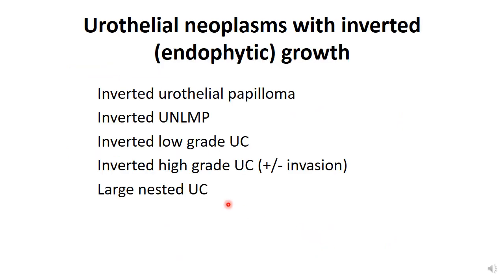So here are some neoplastic inverted processes. You can have non-invasive, benign inverted urothelial papilloma. So this would also fall into so-called pseudotumors or tumor-like condition, because this is a completely benign condition which should be distinguished from inverted urothelial neoplasm of low malignant potential. Inverted low-grade urothelial carcinoma. You can have inverted high-grade urothelial carcinoma which can be non-invasive or invasive. And then this more recently described large nested urothelial carcinoma can also cause significant confusion within the spectrum of endophytic tumors.